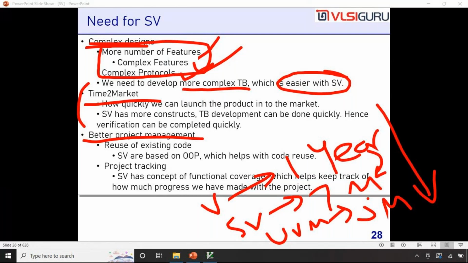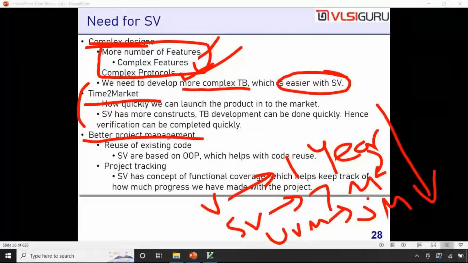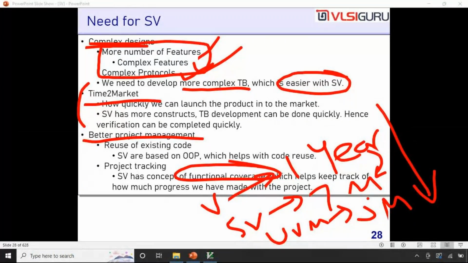Better project management. What is meant by better project management? The ability to track the project: how much verification I have done. Let's say today someone asks me how much of the course is done. I would say 15%, 20%, because Verilog and digital are done. Out of how much, though? In Verilog it is difficult to tell because Verilog doesn't give me any proper measure. When you come to SystemVerilog, there is something called functional coverage, which makes it easy to tell. You can easily say I'm done with 70% of my project, or 80%. Like that, you can be clear.